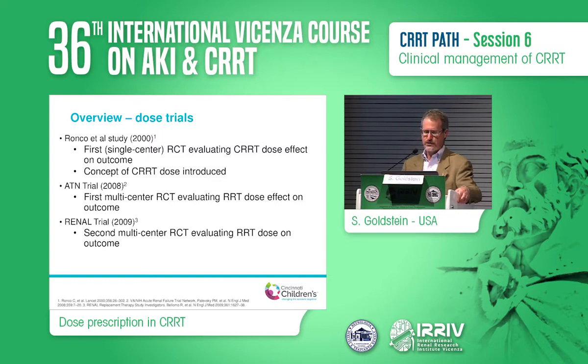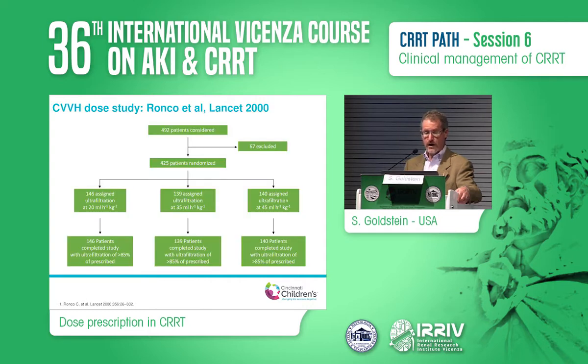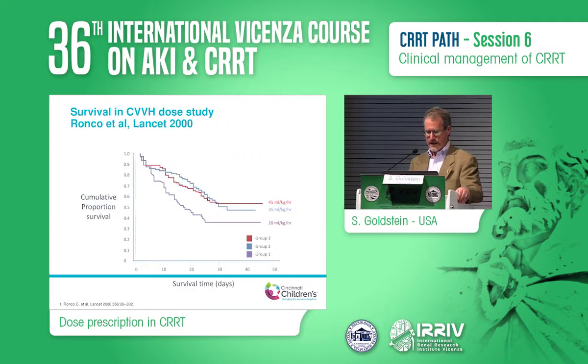The ATN trial was the first multi-center randomized controlled trial evaluating the renal replacement therapy dose effect on outcome, and the RENAL trial came on the heels of the NIH VA ATN trial. In Dr. Ronco's trial, 425 patients were randomized to 3 doses, 20 mils per kilo per hour, 35 mils per kilo per hour, and 45 mils per kilo per hour. And the primary endpoint was 60-day mortality.